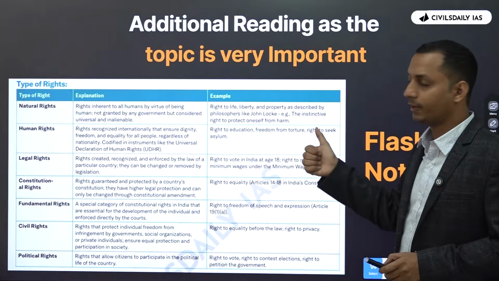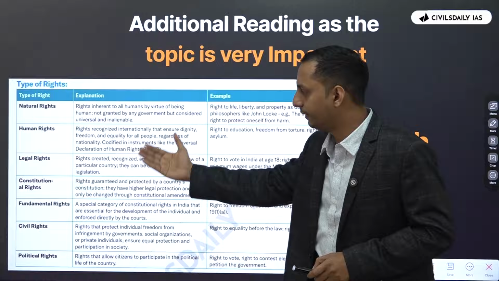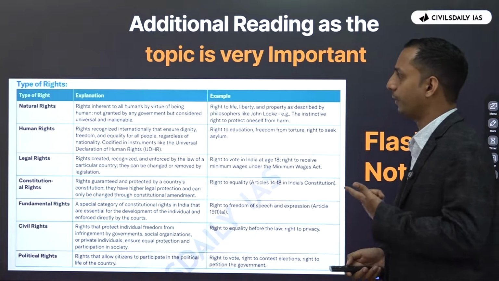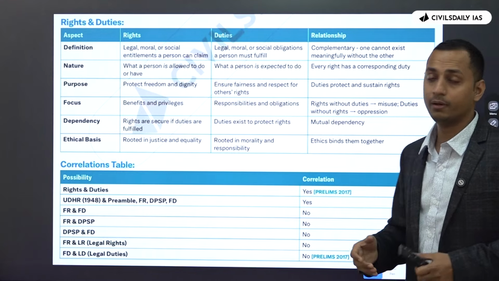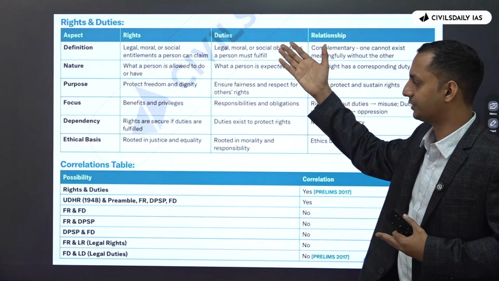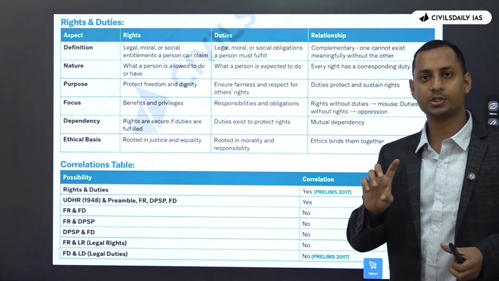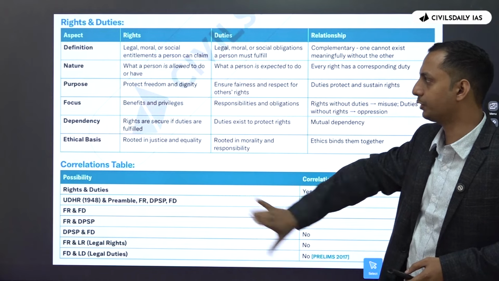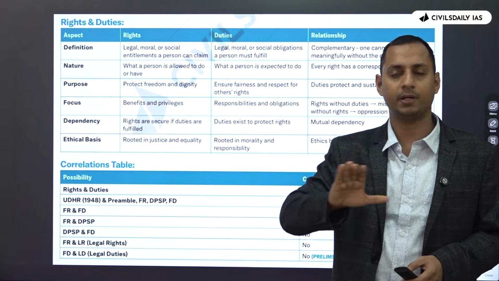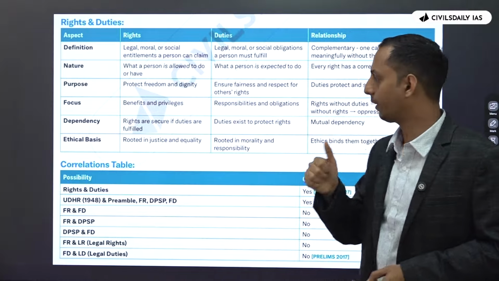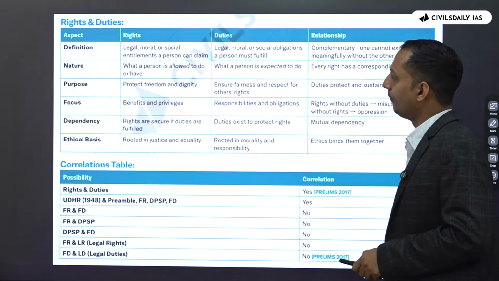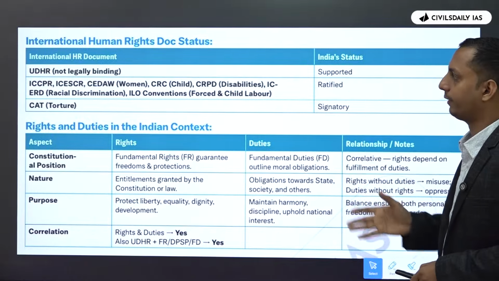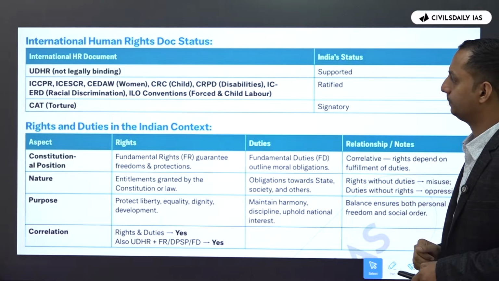It's a beautiful note. I'm very proud of it. Natural rights, human rights, legal rights, constitution. We have given other additional information as well. As you can see here, the type of rights we have given. We have given the relations between all the other different areas. Let's say rights versus duties, the correlation table. What is the relation between FR and FD, FR and DPSP, DPSP and fundamental duties? So we have given this correlation. It's a very beautiful note. So after reading Lakshmikanth, you can refer to the X factor as well. For this topic, we have given the rights and duties, and the international human rights documents. Everything we have provided here.